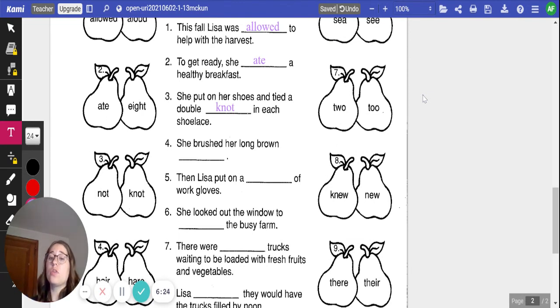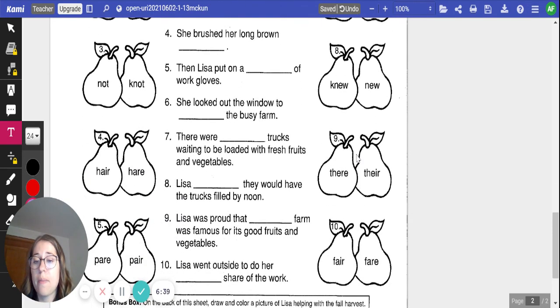If you need to get any of those 3 copied down, go ahead and do so. I will read numbers 4, 5, 6, 7, 8, 9, and 10 for you. Make sure you're looking at the correct number on the stem of the pair to match up with your sentence. Number 4, she brushed her long brown blank. Number 5, then Lisa put on a blank of work gloves.